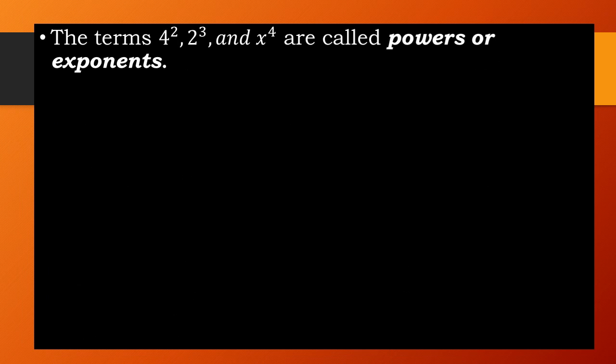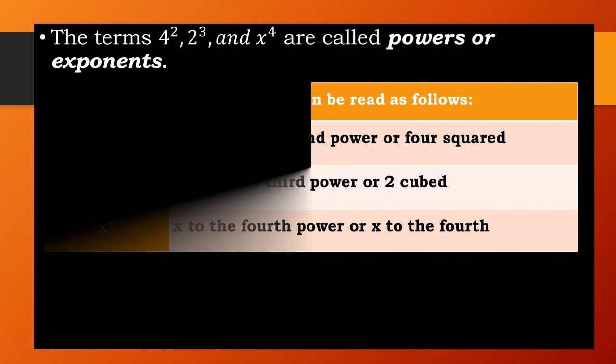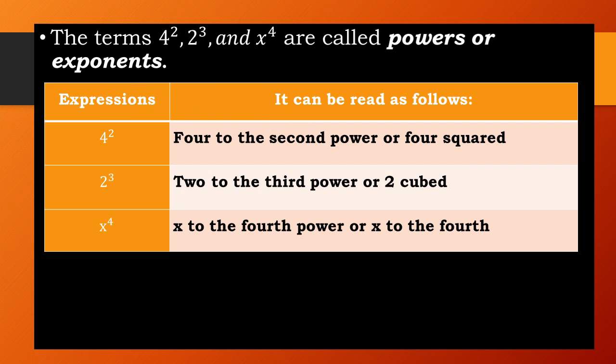The terms 4 squared, 2 cubed, and x to the fourth are called powers or exponents. So the numbers 2, 3, and 4 are the powers or exponents. If we have the expressions 4 raised to 2, 2 cubed, or x to the fourth, they can be read as follows: 4 squared or 4 to the second power; 2 cubed or 2 to the third power; then x to the fourth power or x to the fourth. That is how you are going to read the expressions.